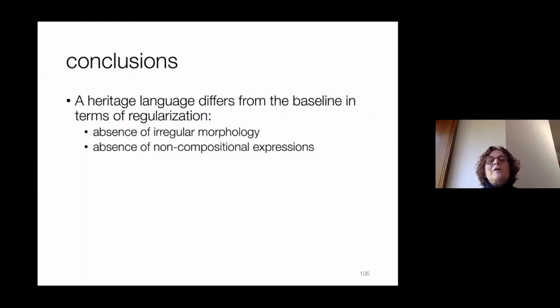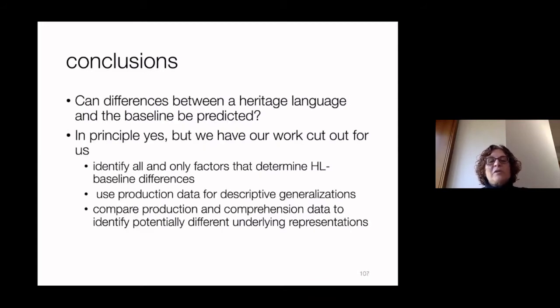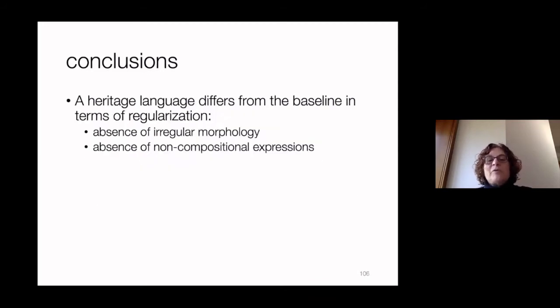Rather, what we see is this encroachment of the core, the regularity, as compared to the baseline. And we see that in the absence of irregular morphology, and something that I didn't talk about today, the absence of non-compositional expressions. Anybody who has dealt with heritage speakers knows that they don't understand idioms, they don't understand humor, and that's because anything that's non-compositional throws them off. It's, again, this kind of periphery which is not regular and is very difficult in this system.